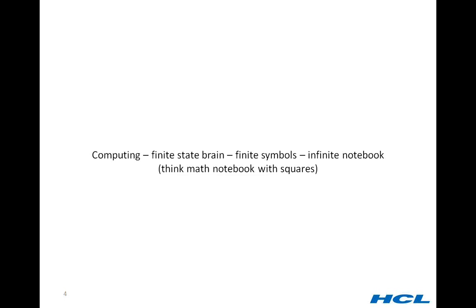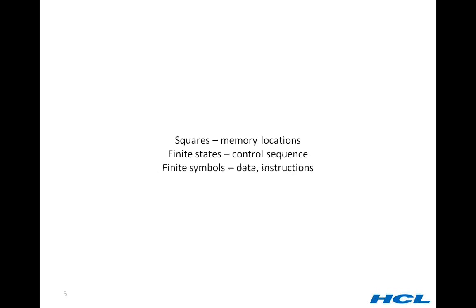So in each square you can write some symbols, and that actually helps you do some computation. That's what you eventually do with computing. Now let's see what it means in the modern computer. Each square, analogically speaking, represents a memory location. And the finite states are the intermediate steps, right? You basically follow some sequence of steps before you arrive at the particular solution.